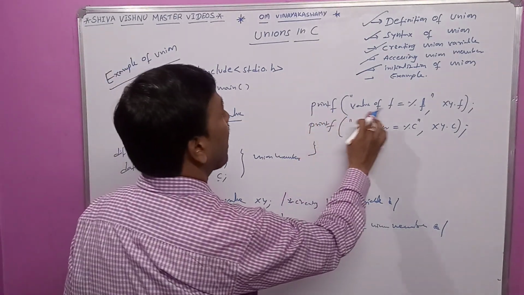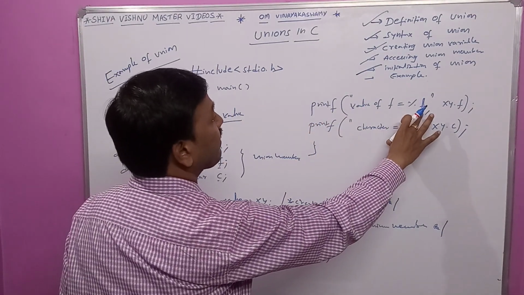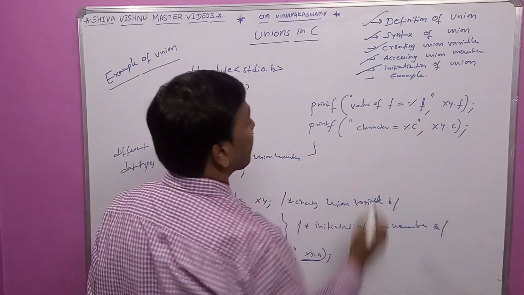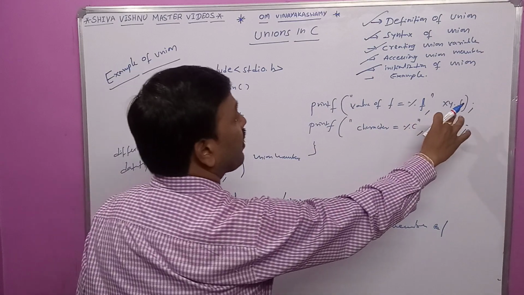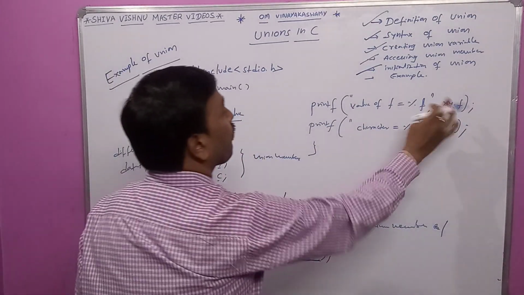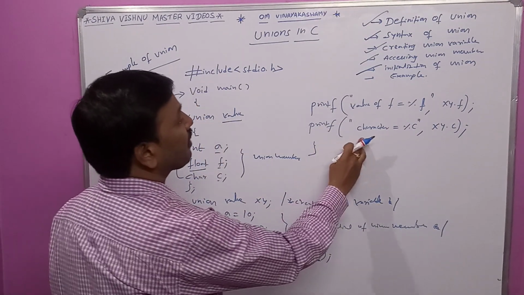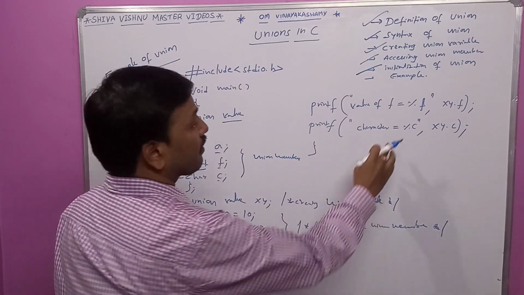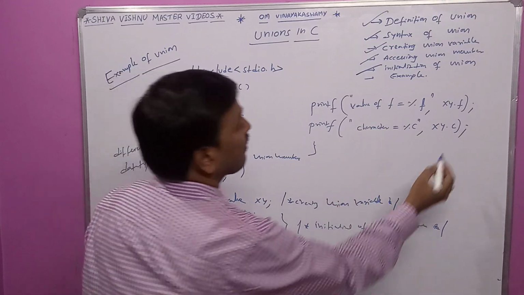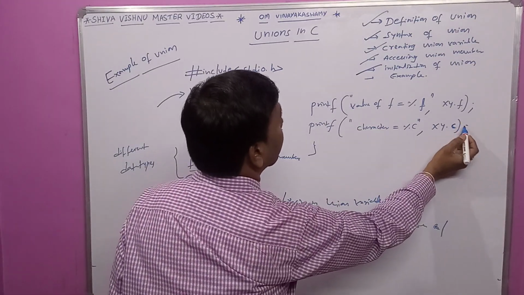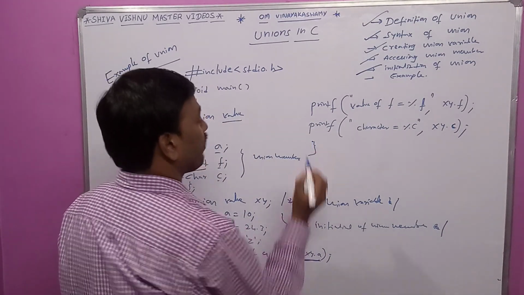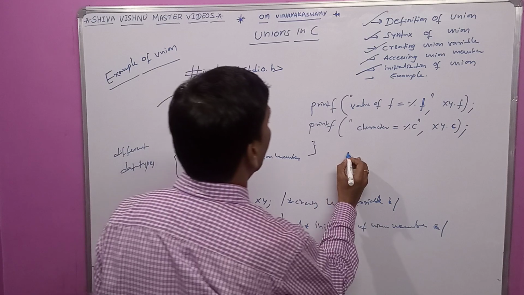Here printf("value of f equal %f"). Here you can see the floating point, so that's why here %f within quotes, comma, xy.f, the union member f, close, semicolon. Then printf, here you can see the character, %c within quotes, comma, xy.c, also the union member, close the parenthesis, semicolon, close the brace. Now we can see the output.